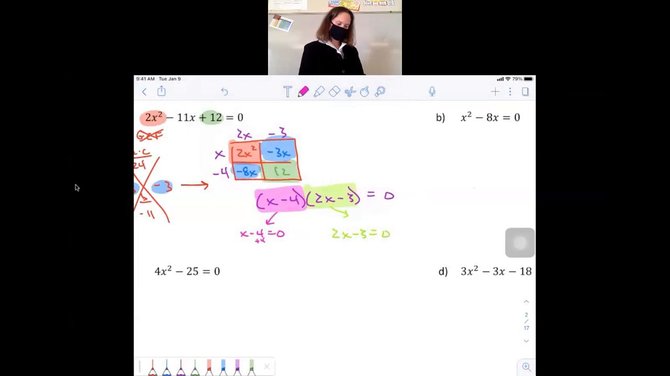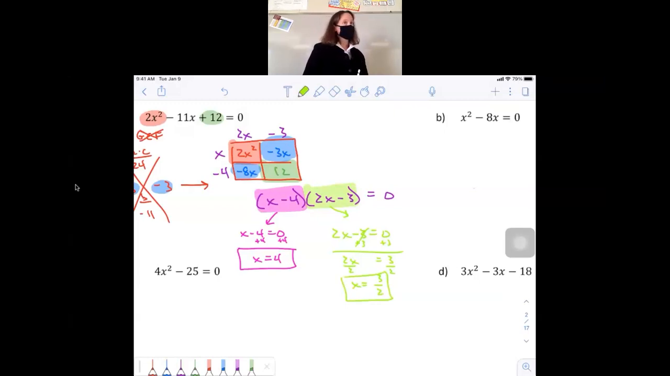So x minus 4 equals 0. What would I do to get x by itself? Add 4 to both sides. So I get x is equal to 4. Or 2x minus 3 equals 0 isn't quite as easy, but what would I do first? Add 3 to both sides. So 2x equals 3, and then I would divide both sides by 2. So x would be equal to 3 halves. Those are my two answers.